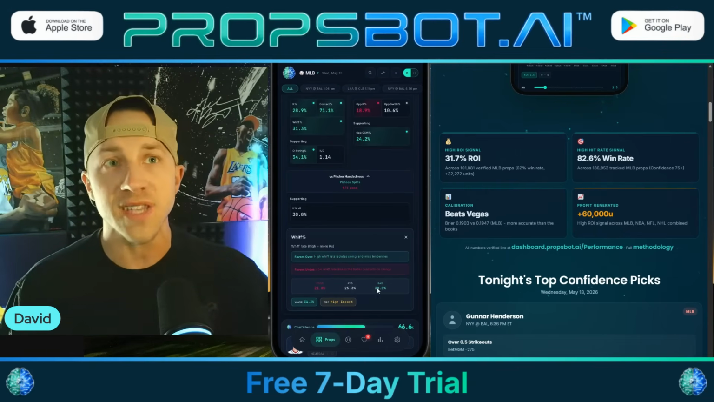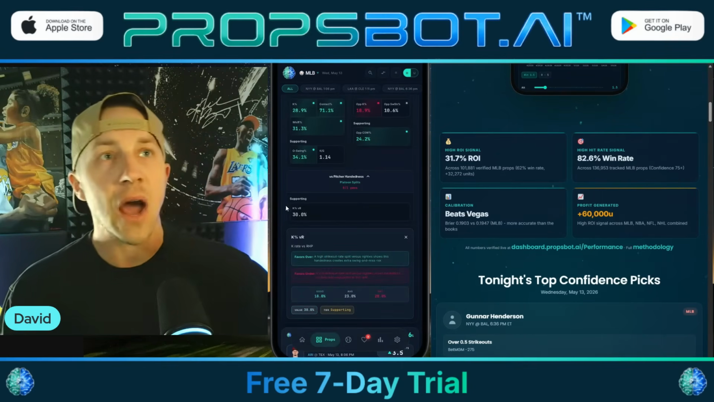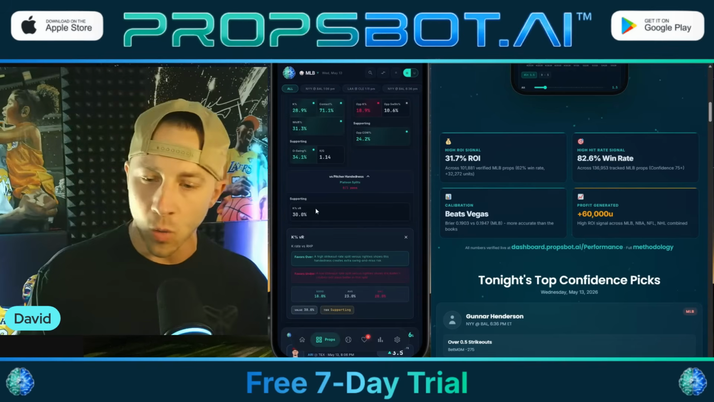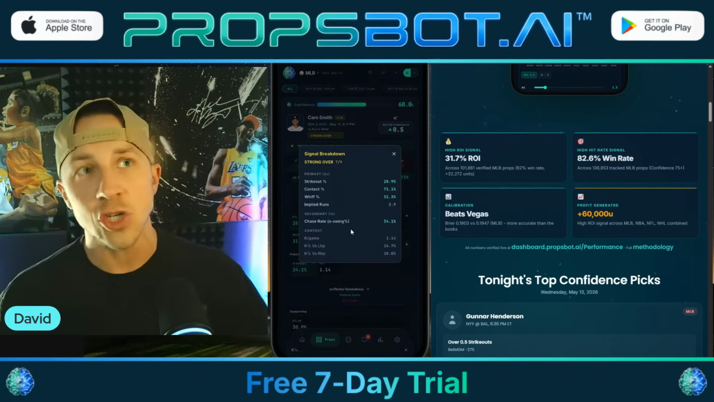Look at that, 31%, higher than what's bad, well above the league average here, all right? And you can do the same for strikeout percentage and all that stuff. Now, if you see some of these and you're like, hey, why is it not lighting up green or red? Well, it's either neutral or it's a contextual stat.